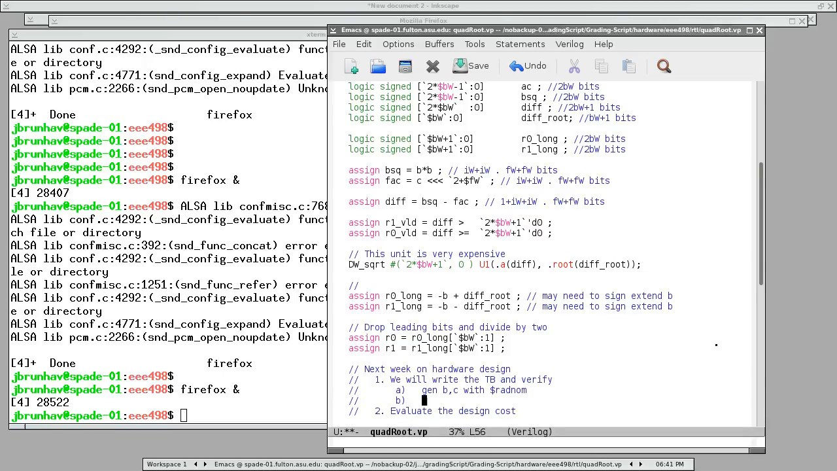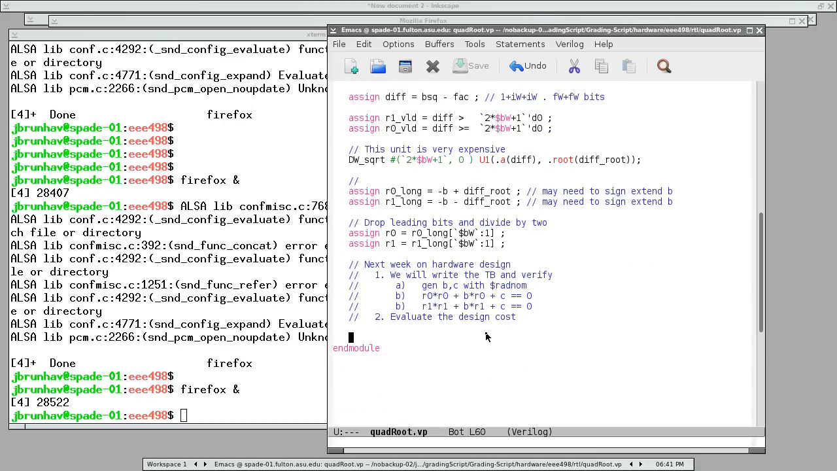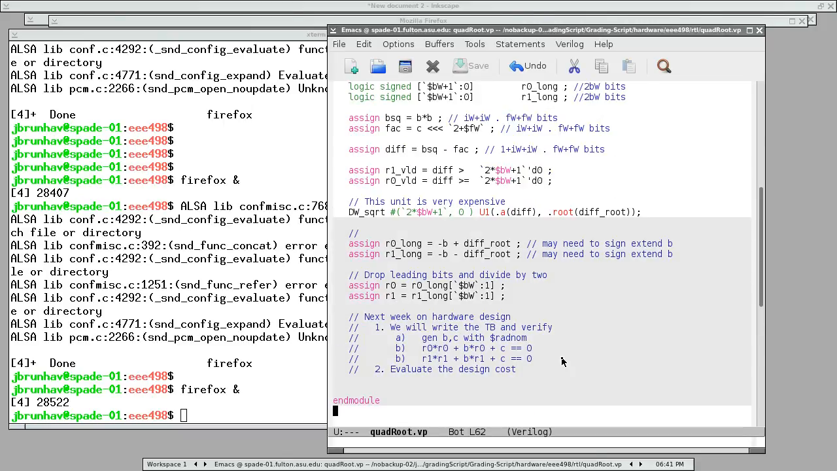Then we should be able to check R0, and it should be something like R0 times R0 plus B times R0 plus C should be exactly equal to 0. In this case, I don't think we've dropped any bits, but it'll be interesting to see how far off we are. I suspect I've done something hinky here that will probably mean we aren't exactly 0, which would be upsetting.